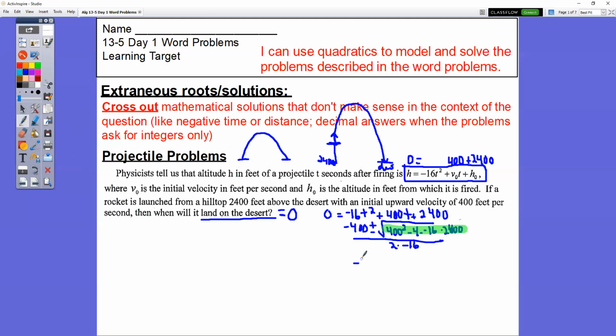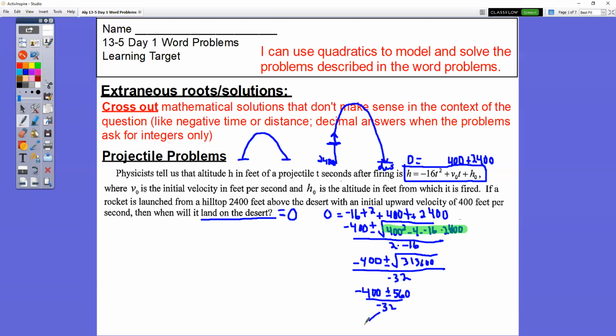So we have negative 400 plus or minus. When you type that into the calculator, you get 313,600. Now, don't panic. That is a perfect square, all over negative 32 when we multiply the bottom part. So the square root of that is 560. So we really have negative 400 plus or minus 560 over negative 32.